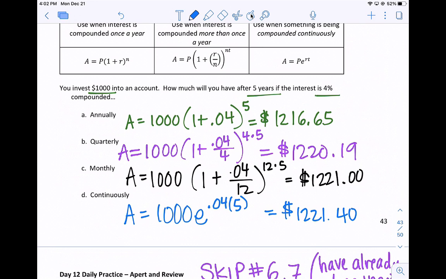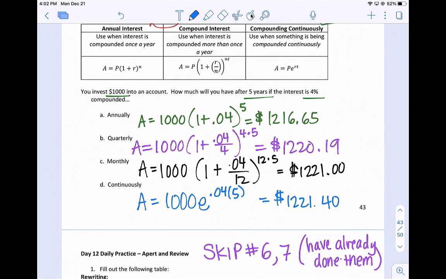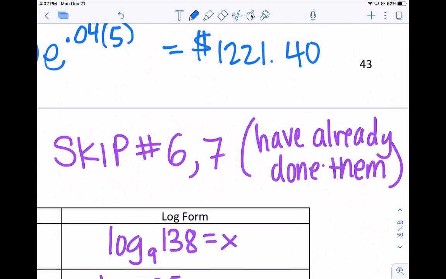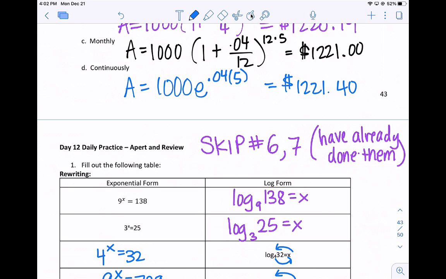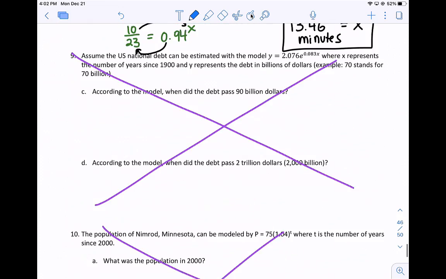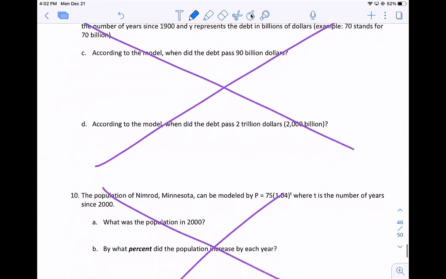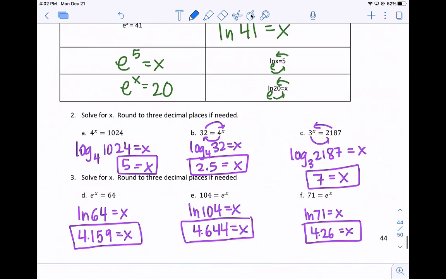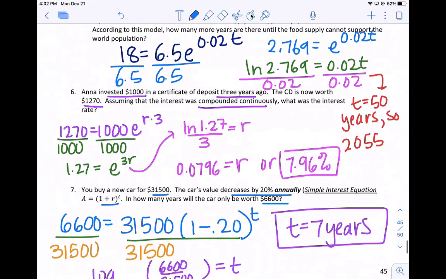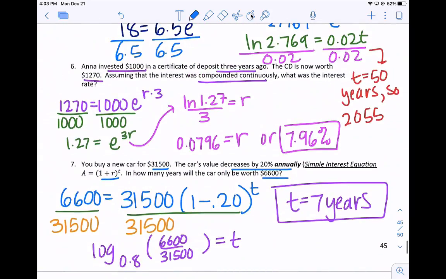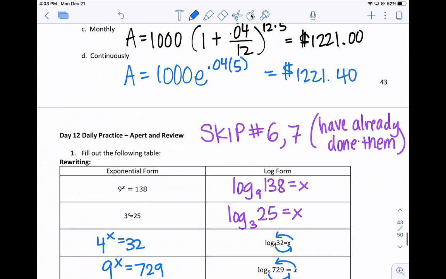So just a review of all the different formulas and how they work, we can see that it does level off after some amount. Your assignment is the day 12 daily practice, but skip 6 and 7 because we have already done them, unless you want to do them again. But otherwise finish, I think it's 44 and 45. Oh, and 46. Okay, so number 8 on 46, do that, but then you can skip like the last 2. So about 3 pages. Oh, skip 9 and 10. We'll take that. All right, that is it.